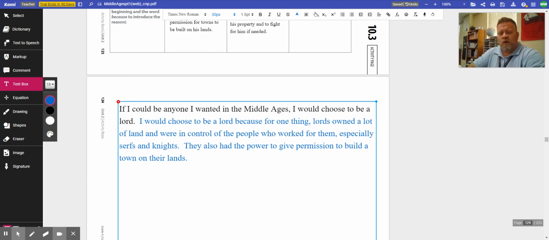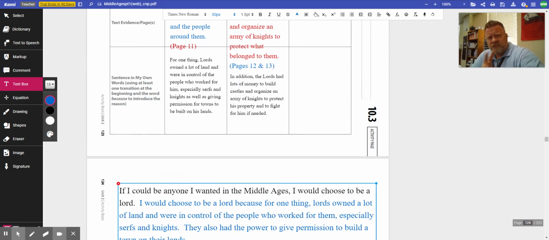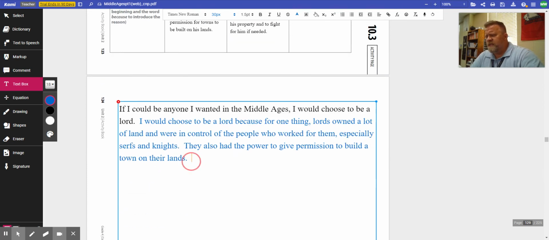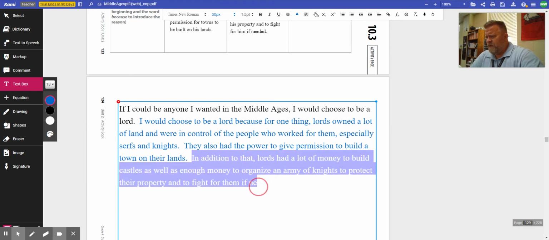So I would choose to be a lord because, for one thing, the lords owned a lot of land, were in control of the people that worked for them, especially serfs and knights. They also had the power to get permission to have towns built on their lands. Okay, so let's go to reasoning 2. Was I able to use that as a supporting sentence? So let's look at it. Let me highlight this so you can see it.